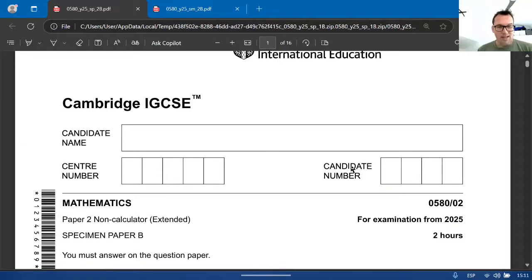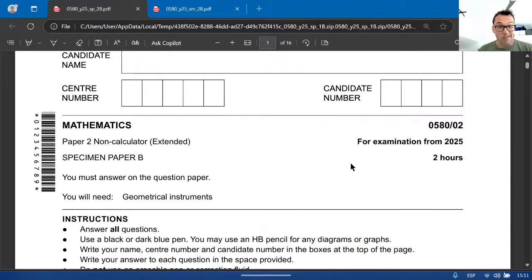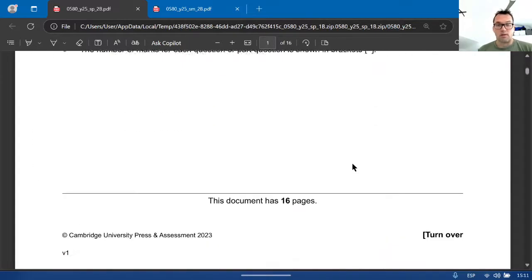Welcome, this is a Cambridge IGCSE Mathematics Paper 2 Non-Calculator Extended Specimen Paper B. That was a mouthful. Let's get started.